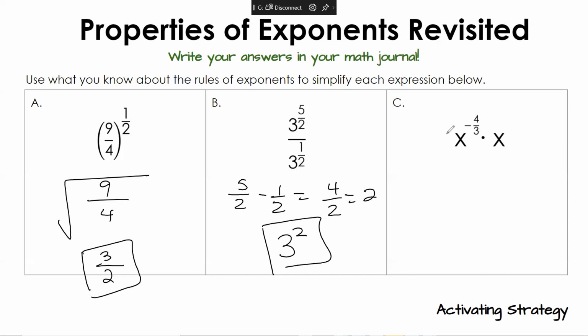Okay, on the next one, we're multiplying, so that means we're going to add the exponents. Well, there's nothing written right here, so what do we assume this guy is? It's right here. What exponent does it have? A 1. It has a 1 as an exponent, right? Now, we want to add these exponents. So we're going to do -4/3 plus 1. Well, these don't have the same denominators. So how do I change 1 to have the same denominator as 3? What am I going to do to this 1?